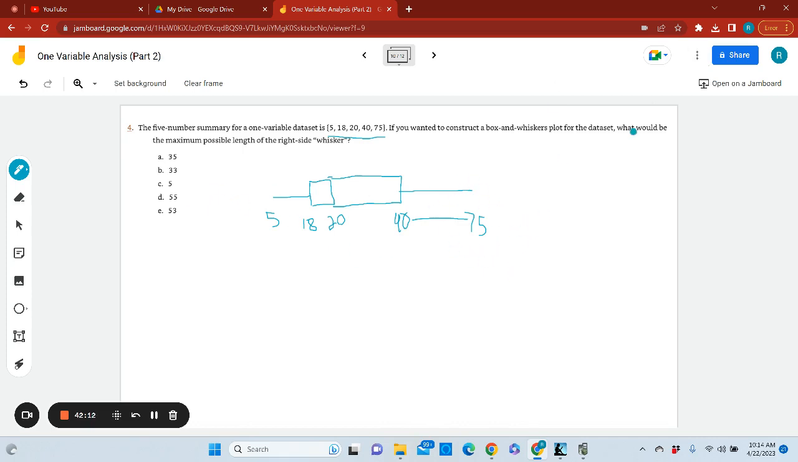So let's check our outlier formula. For outliers on the high side, it's quartile 3 plus 1.5 times the IQR. Anything bigger than this cutoff point is going to be considered an outlier. So if 75 is bigger than this cutoff point, then 75 is going to be an outlier, and that's not where the whisker is going to go.